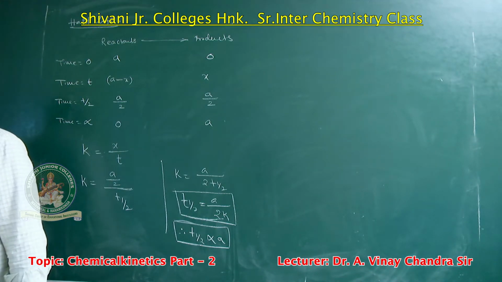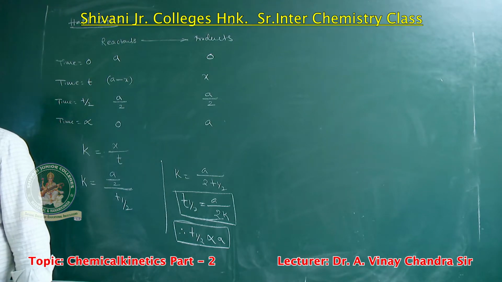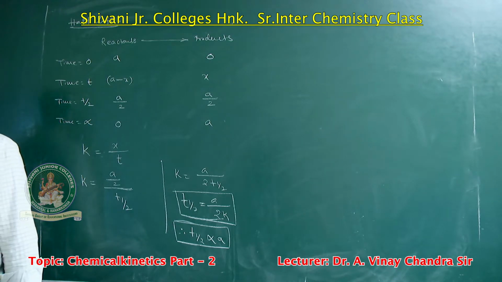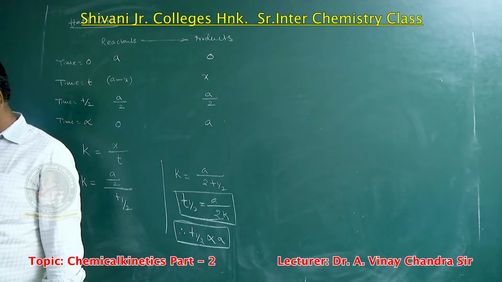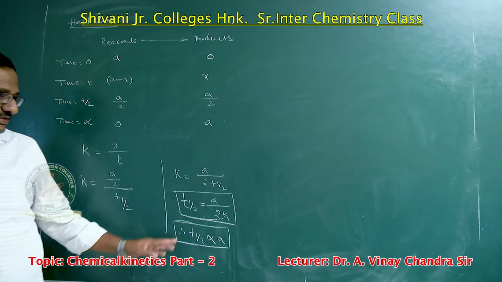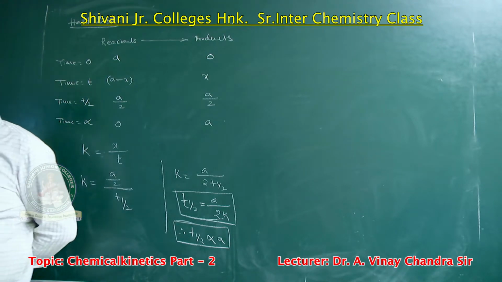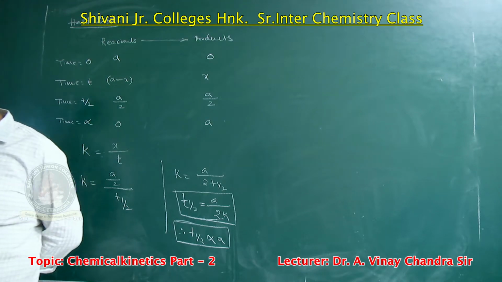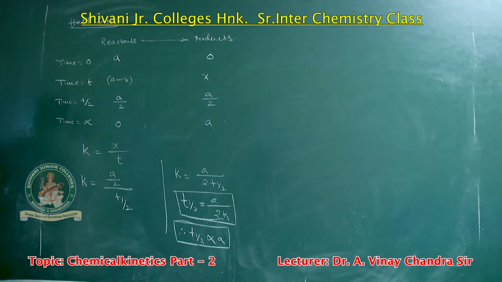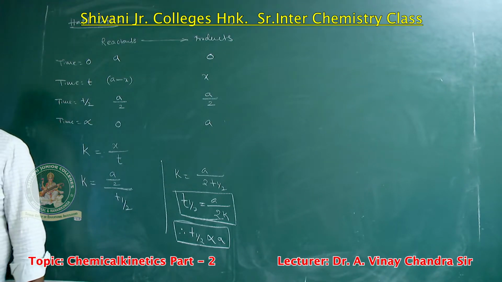Next, some of the problems on zero order reactions. The problems involve calculations according to the rate equations and according to the half-life. The important point to note is that the half-life of a zero order reaction is directly proportional to the initial concentration of the reactant. This is a very important point for calculations in different types of problems. Now, the first problem.